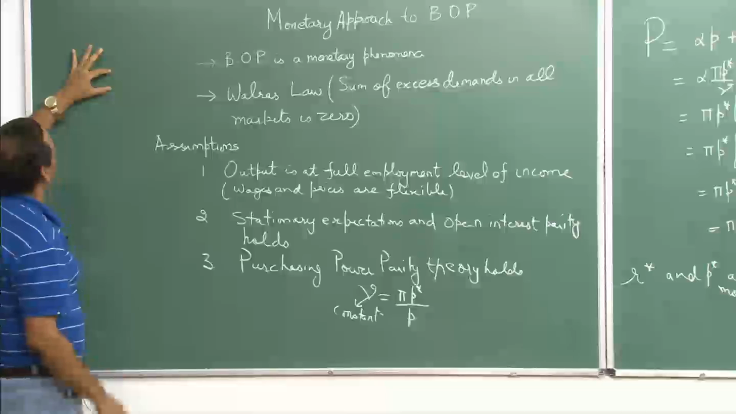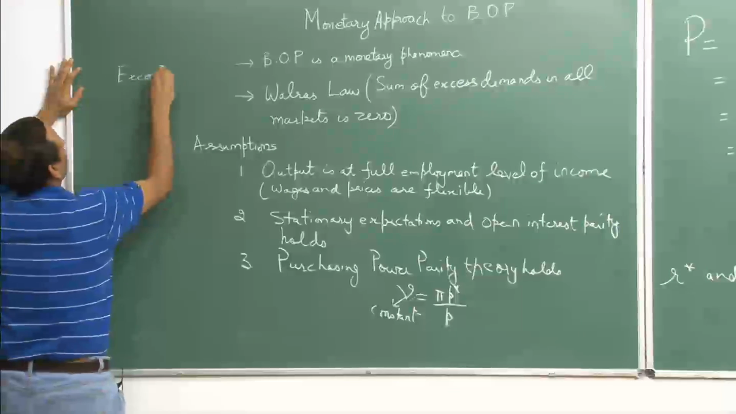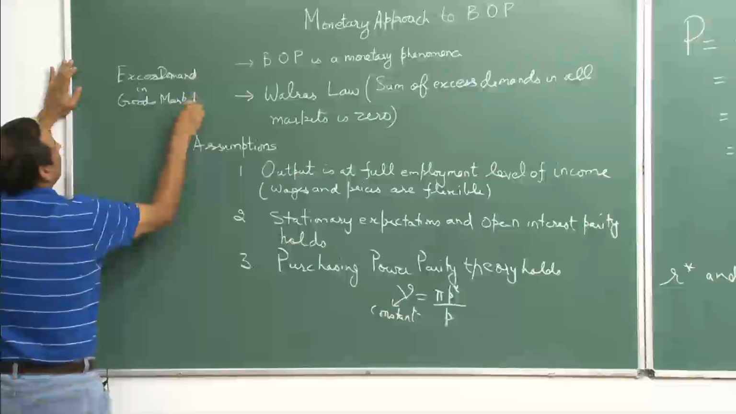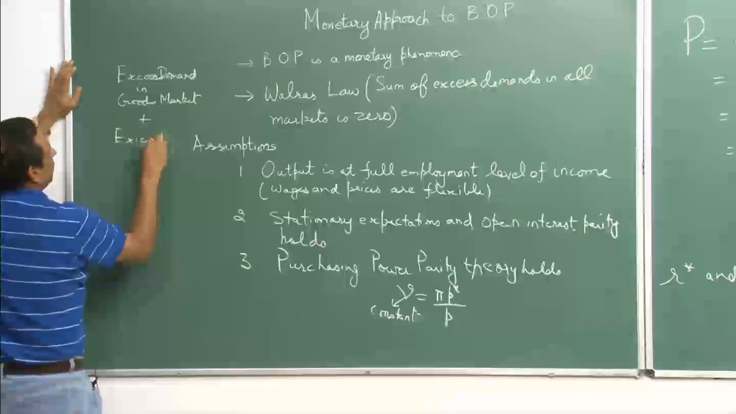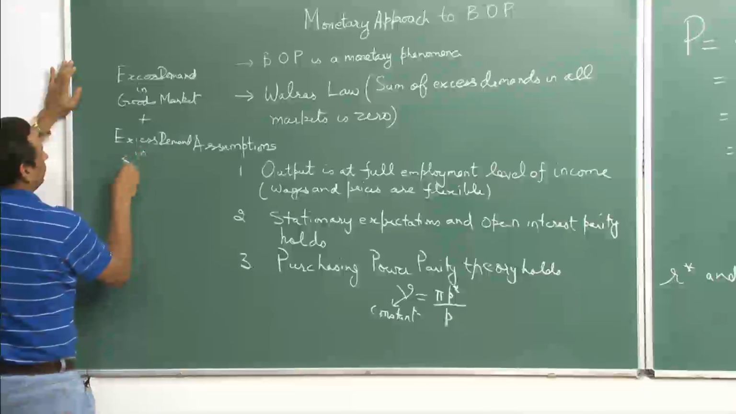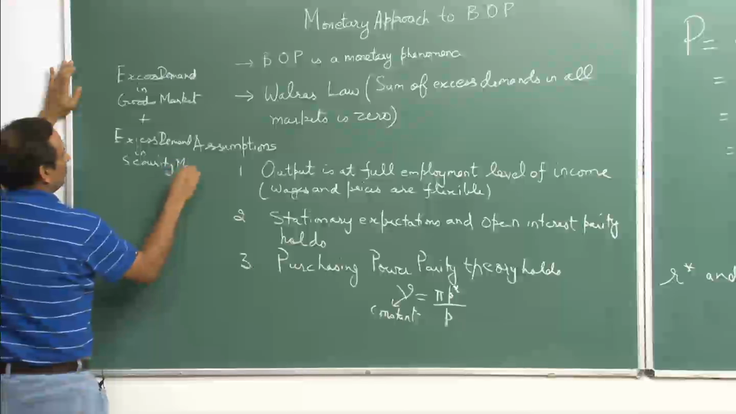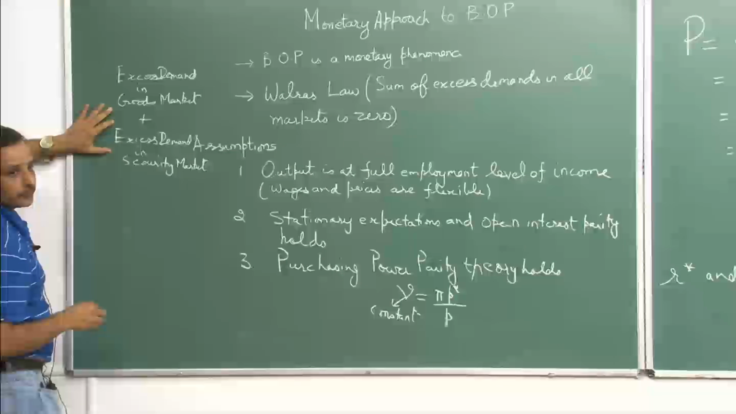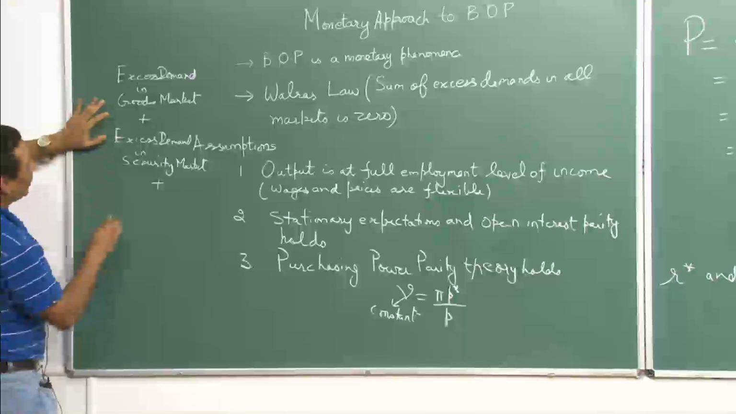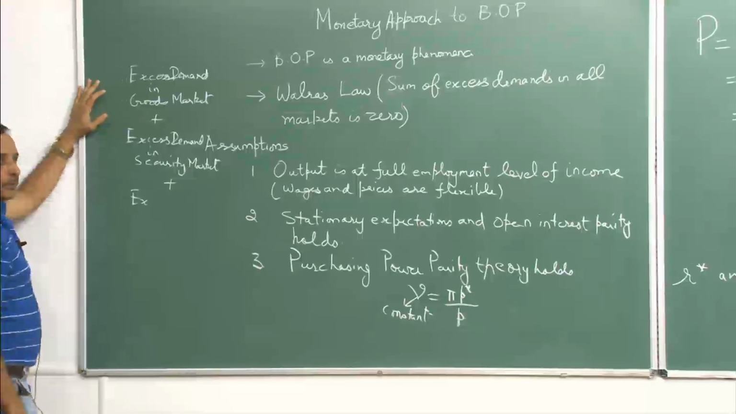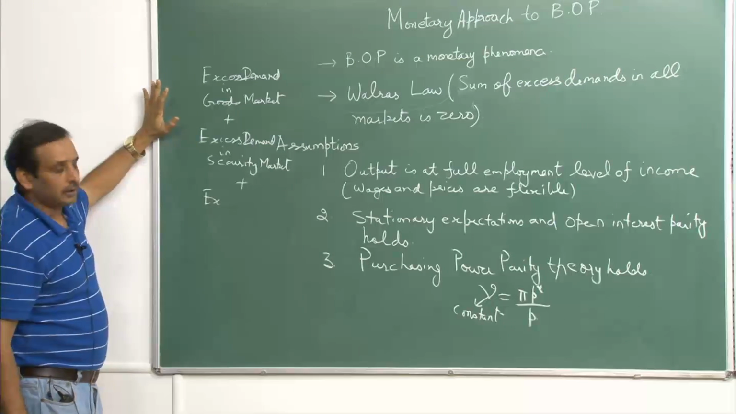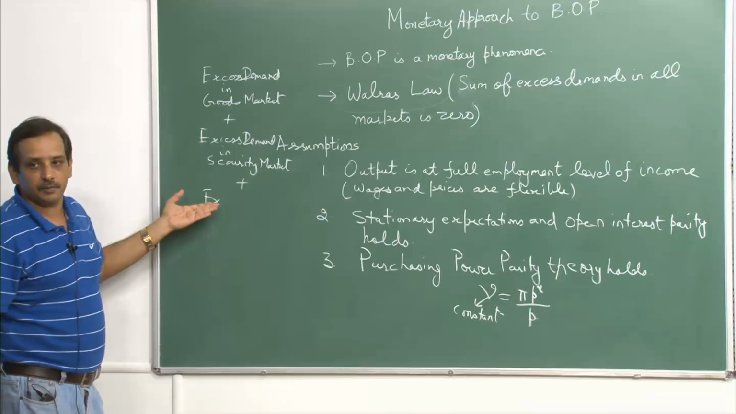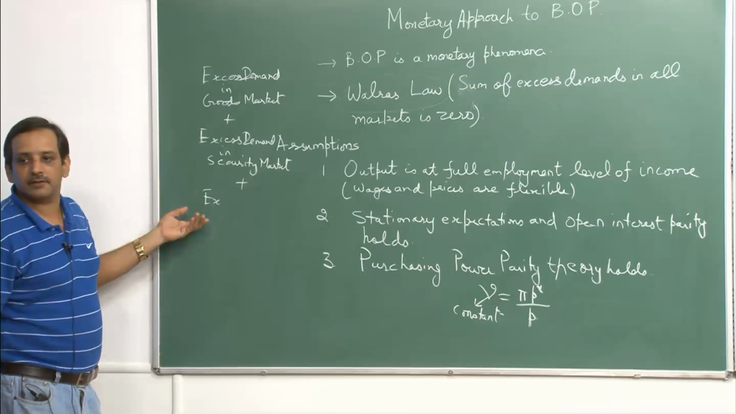So, if there is excess demand in the goods market plus excess demand in the security market, so this is positive, this is positive, and if there is a third market that we are considering, which is say the money market, and if Walras law has to hold, then there cannot be excess demand in the money market, there has to be a negative excess demand in the money market. Negative excess demand is excess supply.